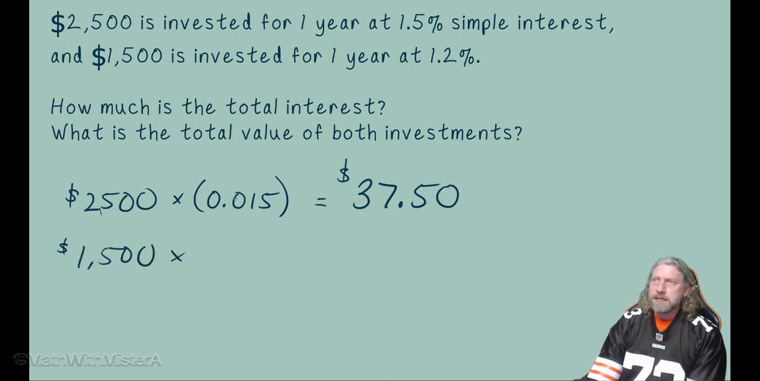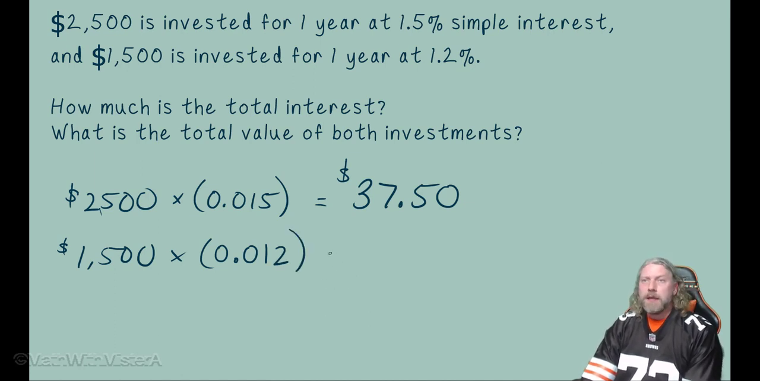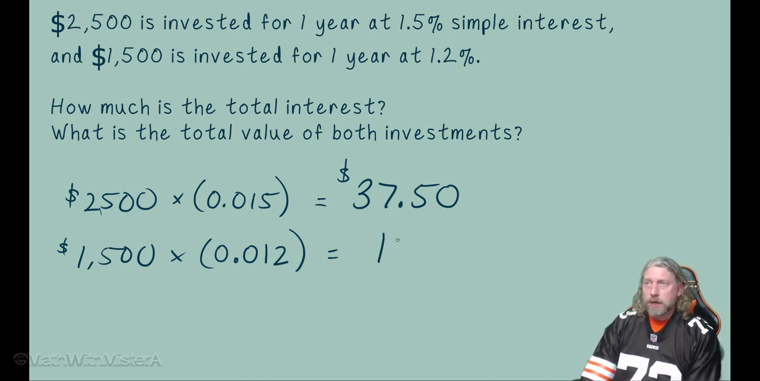Then our second investment, $1,500. This time it's at 1.2%. So we'll change that to a decimal, and that would be 0.012 is 1.2%. And then we'll do that multiplication to calculate the amount of interest in this second account. And that result was $18.